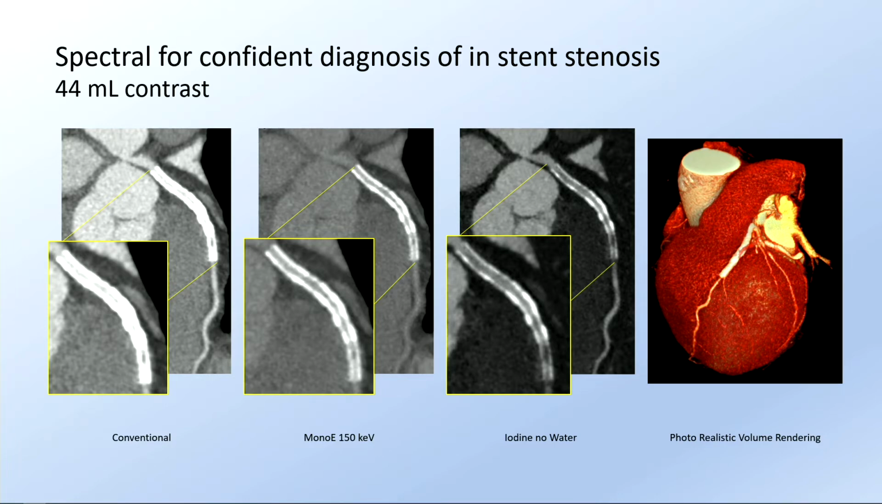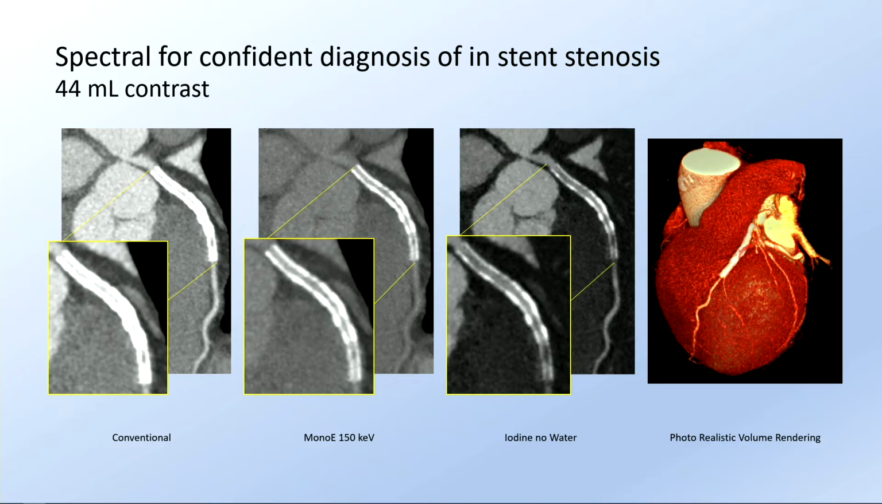Sometimes we don't know about the stent. Sometimes the referring physician wants to know about the other coronary arteries, not just where the stent is. So you're in a situation where you need to provide a report, and in that way you can use the high monoEs as well and the iodine no water to decrease that blooming from the stent. This still can be challenging.